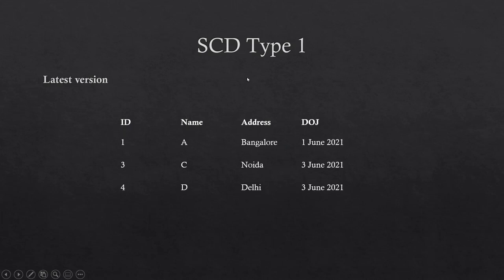In SCD type 1, we will always have the latest version. So if you see here, I just have a record called Bangalore. The Pune record is not here because the latest update to the record is Bangalore. Record number 2 is not there, that's deleted, and we just have 3 and 4. So each record will have only one version and the latest version.